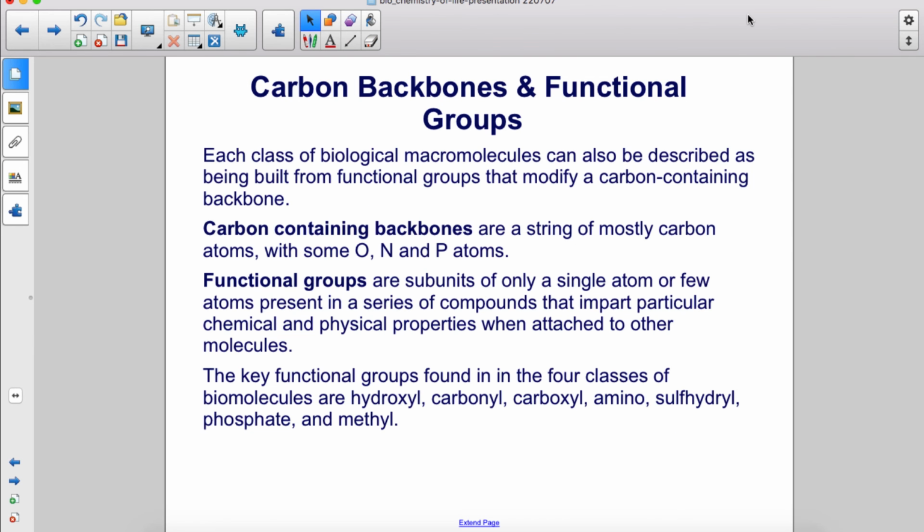Each class of biological macromolecules can also be described as being built from functional groups that modify a carbon-containing backbone. Carbon-containing backbones are a string of mostly carbon atoms with some oxygen, nitrogen, and phosphorus atoms. Functional groups are subunits of only a single atom or few atoms present in a series of compounds that impart particular chemical and physical properties when attached to other molecules. The key functional groups found in the four classes of biomolecules are hydroxyl, carbonyl, carboxyl, amino, sulfhydryl, phosphate, and methyl.